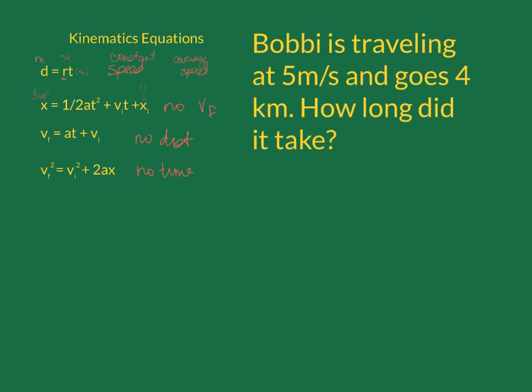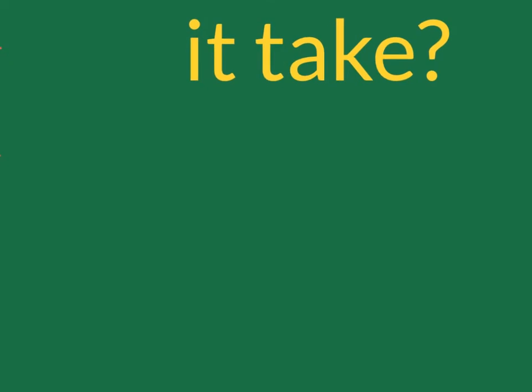All right, so here's a sample problem. Bobby's traveling at 5 meters per second and goes 4 kilometers. How long did she take to do that? Okay, so to start the problem, we're just going to go v initial, v final. We're just going to list our variables: acceleration, time, and our displacement.